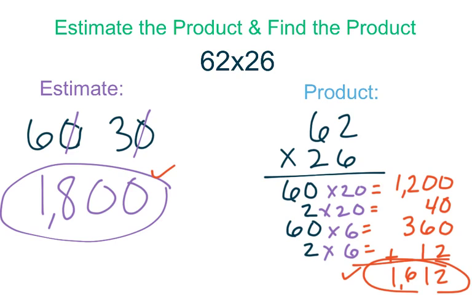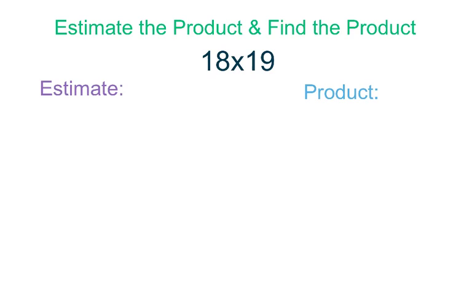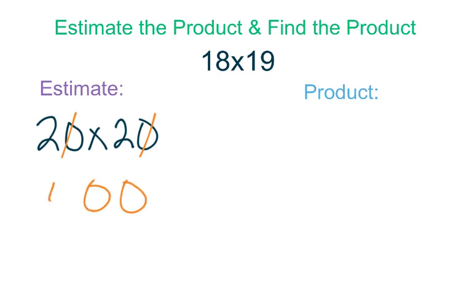Okay? Let's do the next problem. 18 times 19. So go ahead and find your estimate first. When we find our estimate, we need to round our numbers. So 18 would round to 20 and 19 would round up to 20. So when we multiply 20 times 20, we get an estimate of 400. I'm going to use the area model to solve this problem. You may use whichever method you like, and then we are going to see how well you did.